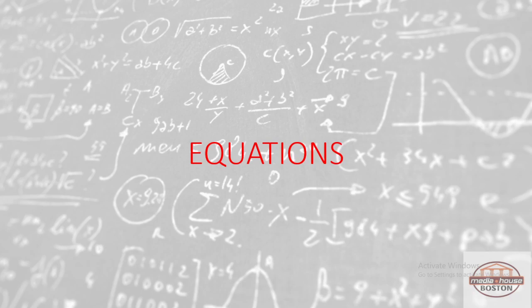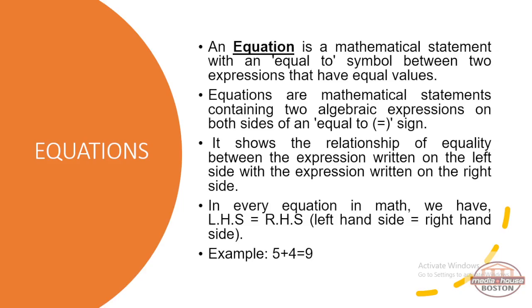So equations, let's start with an equation. Based on the presentation, an equation is a mathematical statement with an equal-to symbol between two expressions that have equal value. This just means that when we are working with an equation, we're going to have an expression on one side and another expression on the other side. But most of the time you find that there is only an expression on one side. On the other side, there is just what we call a constant, or a single number.